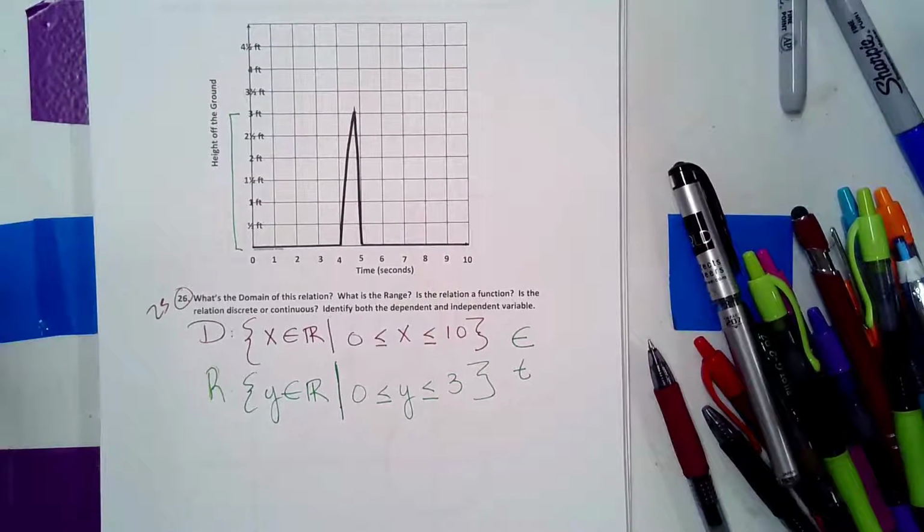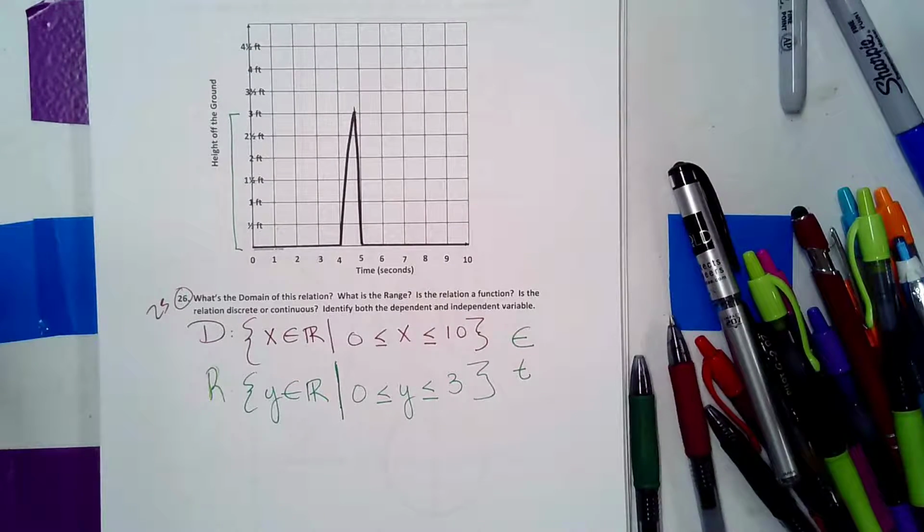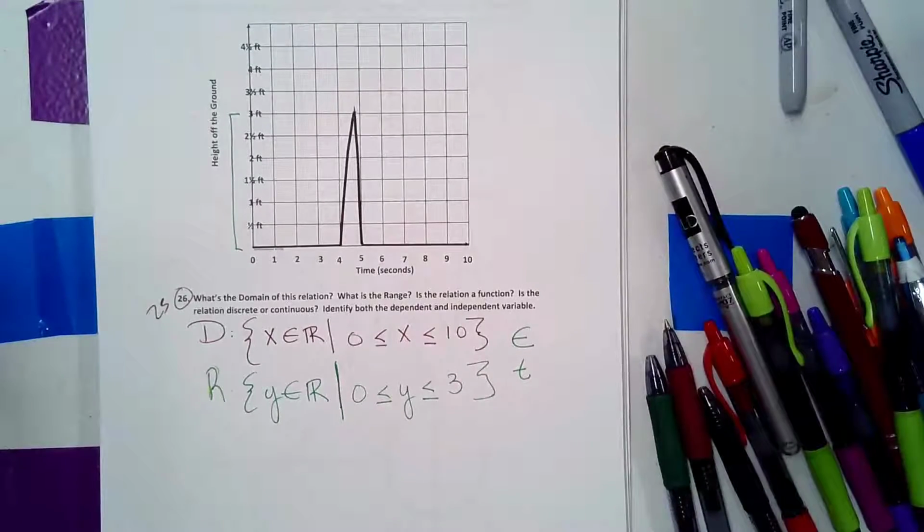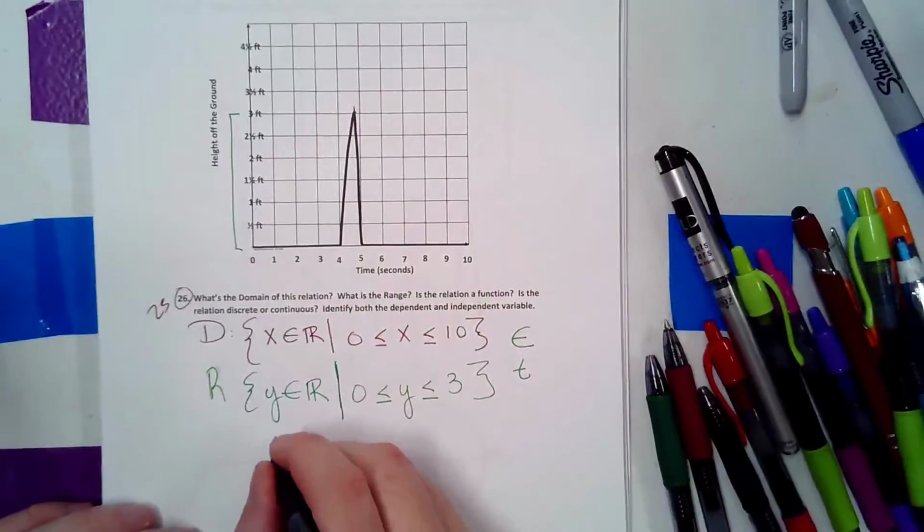And then it says, is the relation a function and is it discrete or continuous? So first of all, discrete or continuous? Discrete. Continuous. All right, we have differing opinions. Why is it discrete? It isn't. Why isn't it discrete then? Because there's no dots. Yeah, exactly. It's all connected, right? So it's continuous.